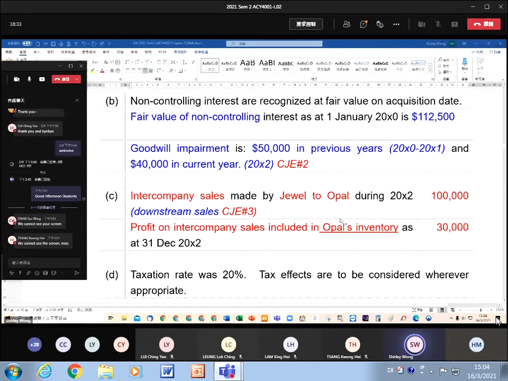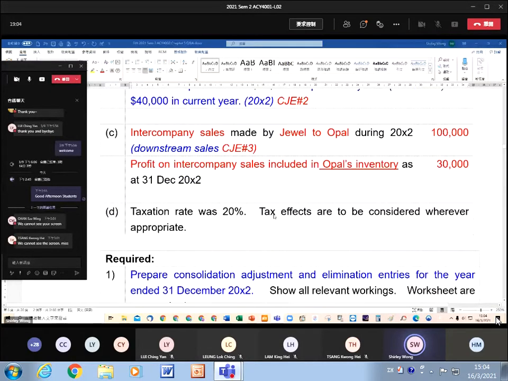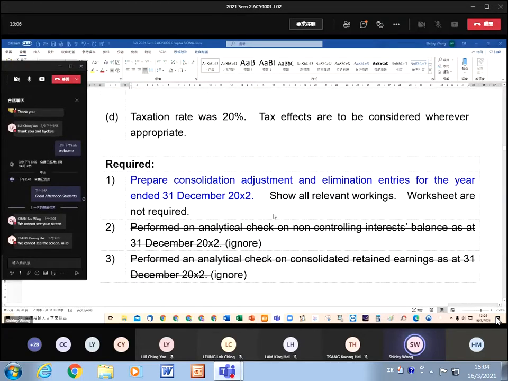And then there are intercompany sales. The intercompany sales are downstream sales, and for downstream sales, the selling price is 100,000. It says that the profit on intercompany sales is included in ending inventory. That means in the subsidiary's inventory, all the goods have not yet been sold. Therefore, the profit element is 30,000. So that is the 3 consolidated journal entries. The other 3 consolidated journal entries will be related to the NCI, and we will talk about them one by one. First of all, it asks you to prepare the consolidation adjustments.